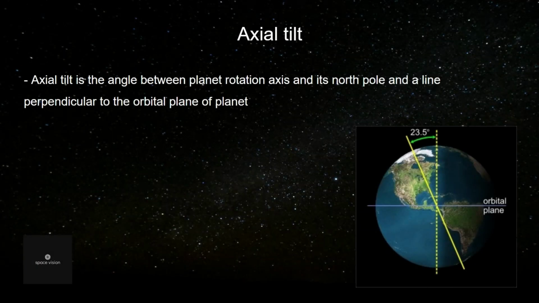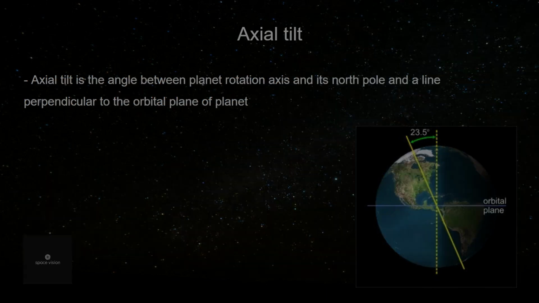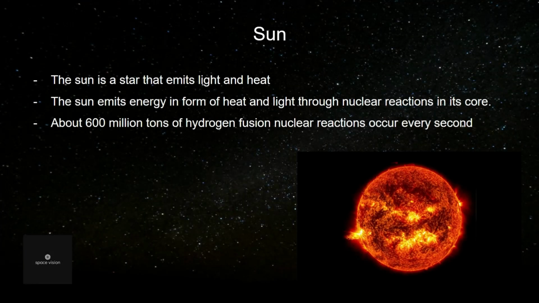Okay, and then we have got axial tilt. So axial tilt is the angle between the planet's rotation axis and its north pole and a line perpendicular to the orbital plane of the planet. This is a complex definition that we can simplify: it's the perpendicular line on the center of the earth, as we can see here, and the angle 23.5 degrees is the inclination from this line. In simple words, it's like an inclination of the planet, you can say it like this.